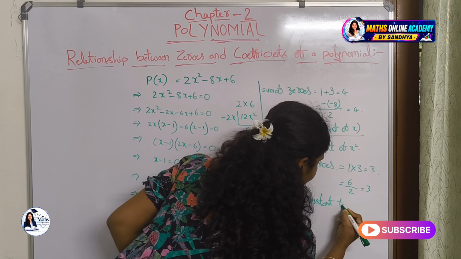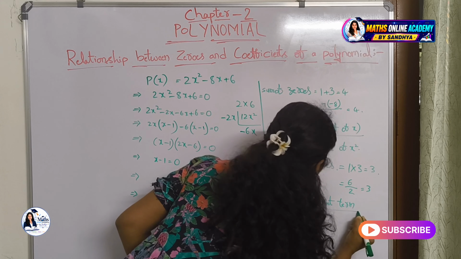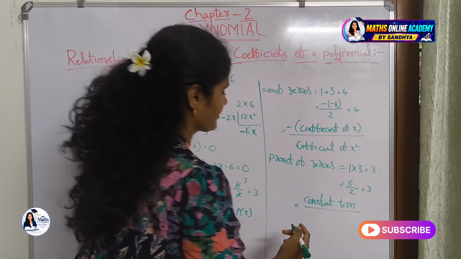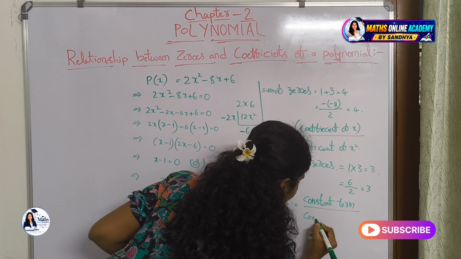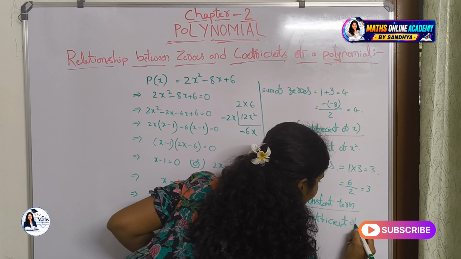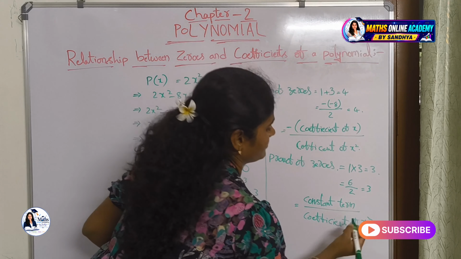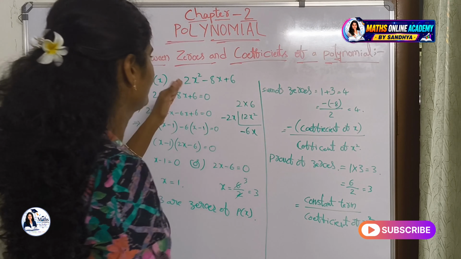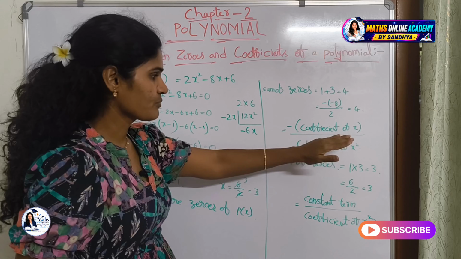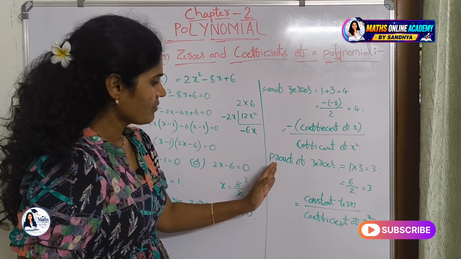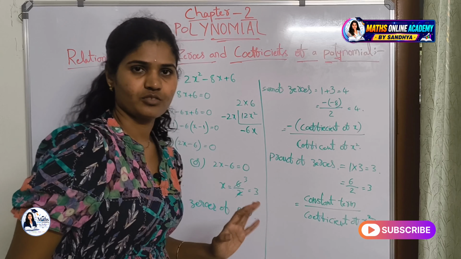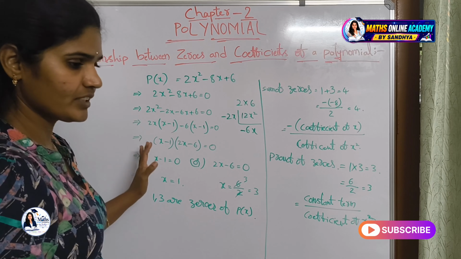Constant term. And what is the 2 value here? Coefficient of x square. Okay. Sum of zeros is minus coefficient of x by coefficient of x square. Product of zeros is constant term by coefficient of x square. Okay, have you got it?